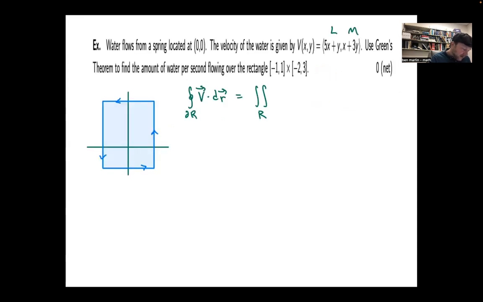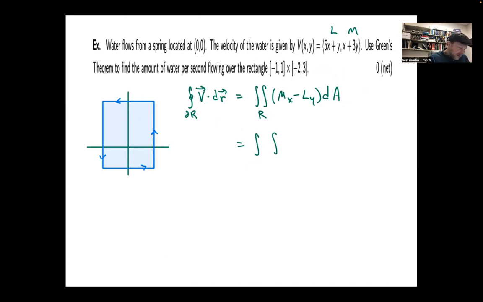So M sub x minus L sub y dA. And so we will have our double integral. We'll go ahead and set it up here in a second.